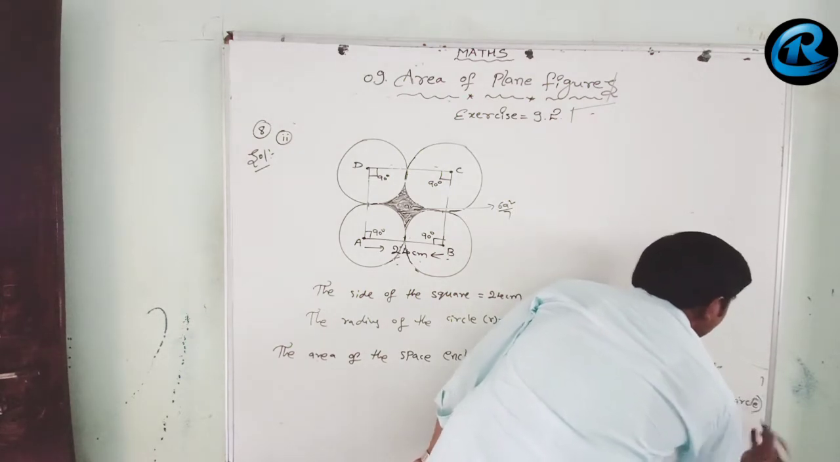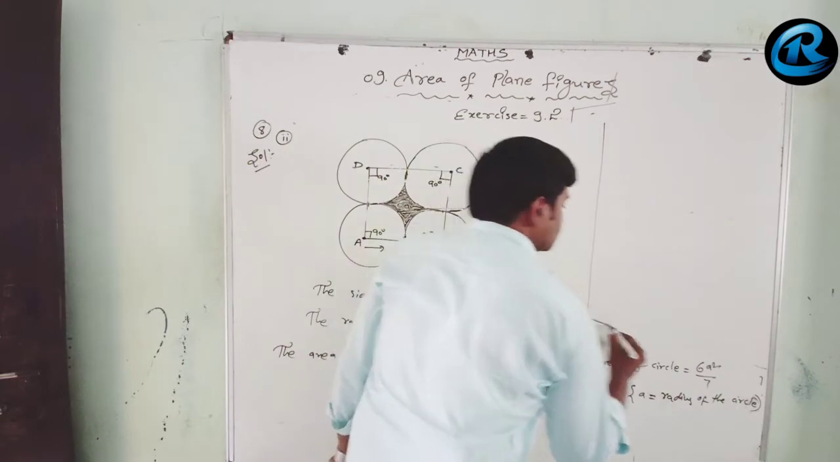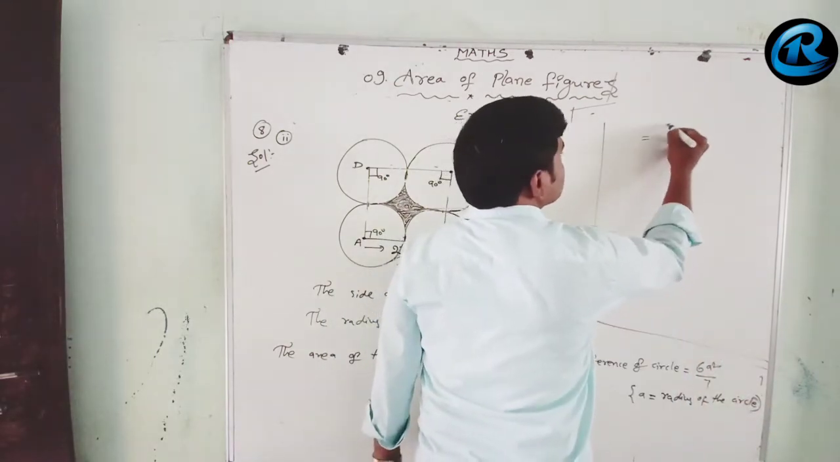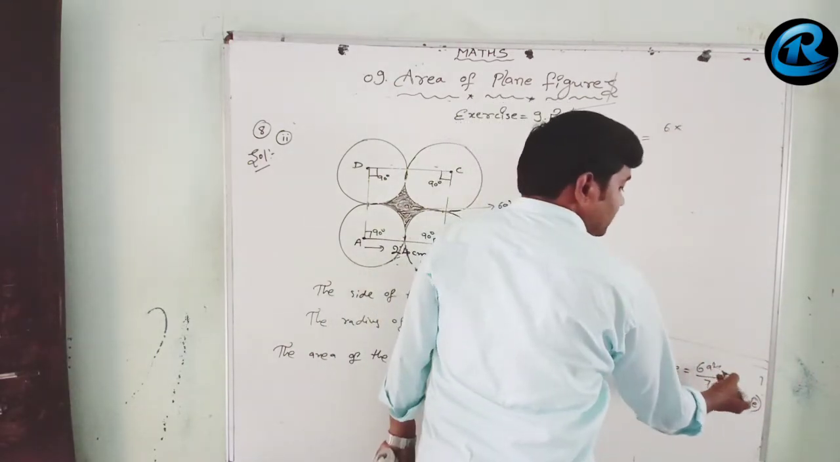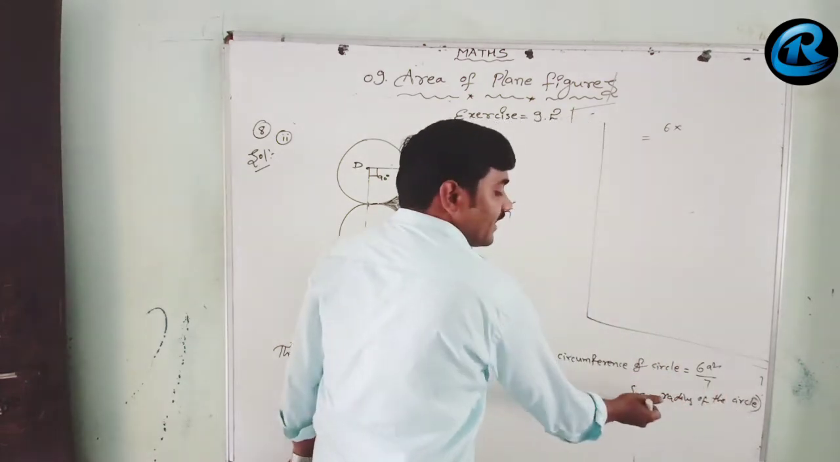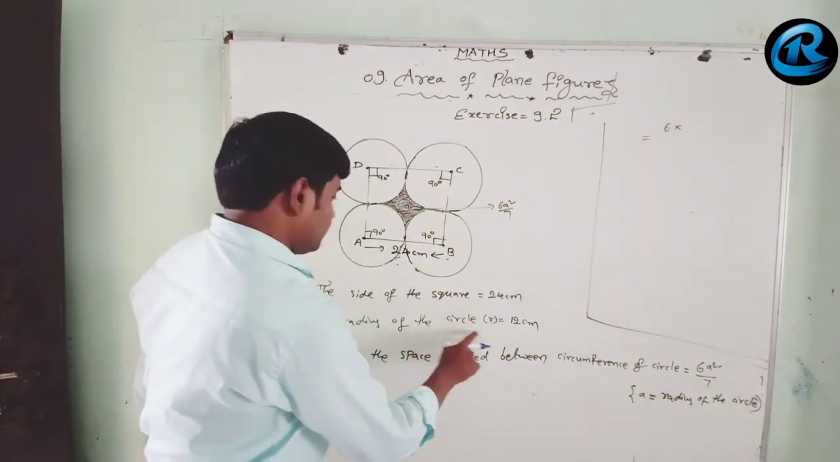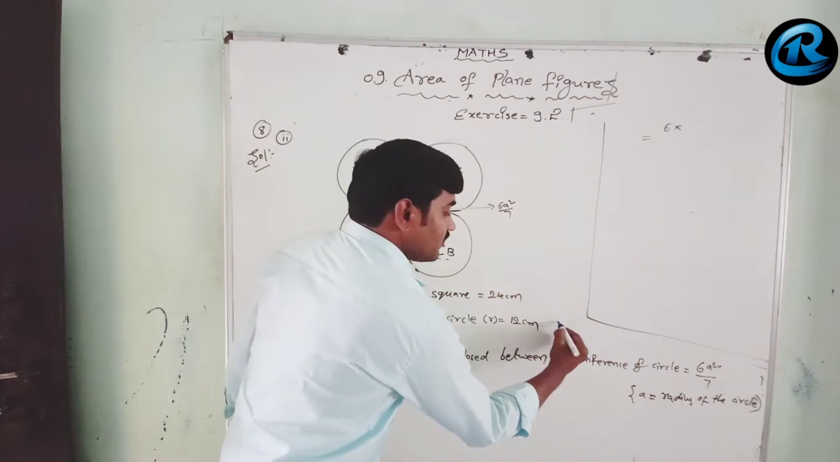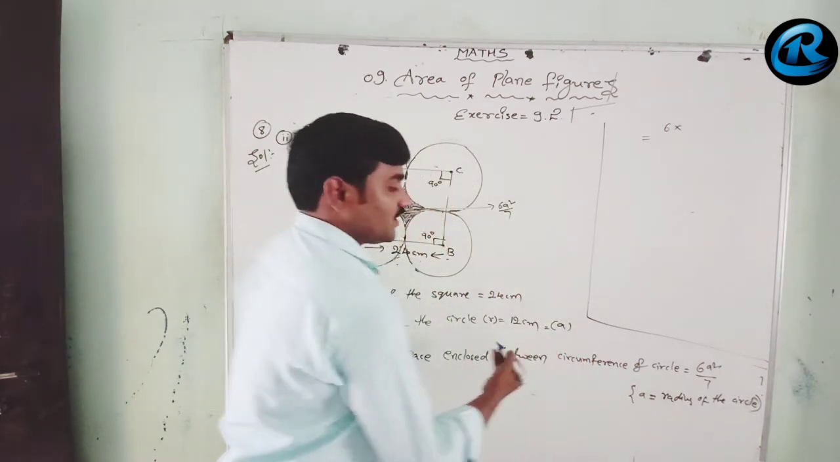Radius of the circle. Let us substitute the values now. 6 into a square. A square is nothing but the value of a here, which is equal to 12 centimeters.